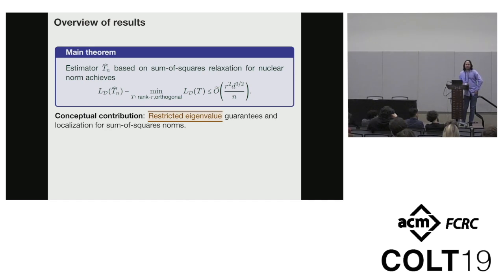At a more conceptual level, the key thing we show here is how to make the usual localization arguments that are used to prove fast rates in high dimensional statistics play nicely with the sum of squares relaxations.